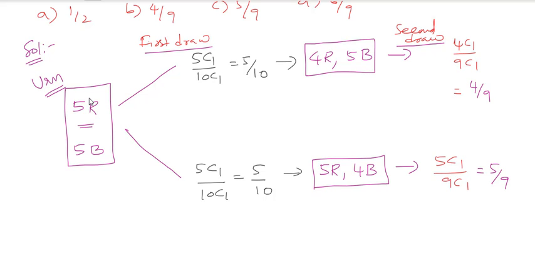They told me the ball is discarded. If it is a red ball, one ball will reduce in the first draw, so I got the remaining balls. With the remaining balls in the second draw, if I want to get a red ball, I have to consider the overall probability. These two cases I have to substitute. In both cases, in the first draw 5 by 10 into 4 by 9, and similarly 5 by 10 into 5 by 9.